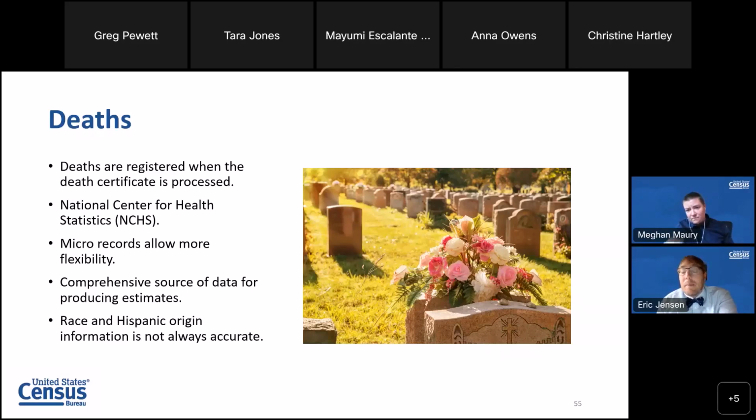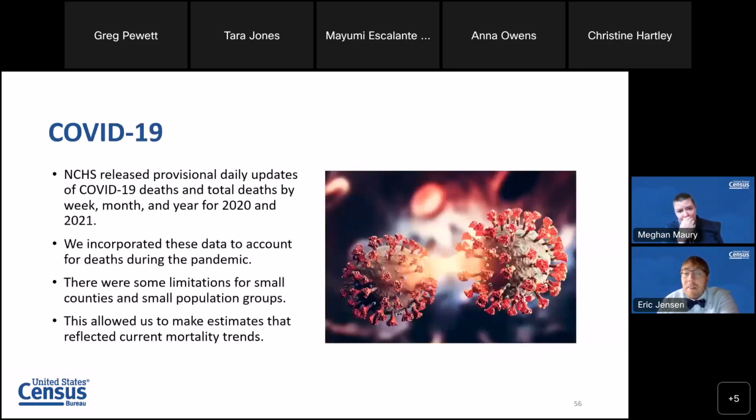So you're right, not having current death data was a big challenge for incorporating the impact of COVID-19 into the population estimates. One thing was that the National Center for Health Statistics started making available provisional daily updates of COVID-19 deaths and total deaths by week, by month, and by year for 2020 and for 2021. Provisional data were available by state, county, and demographic characteristics. So this was huge. We were able to use these.